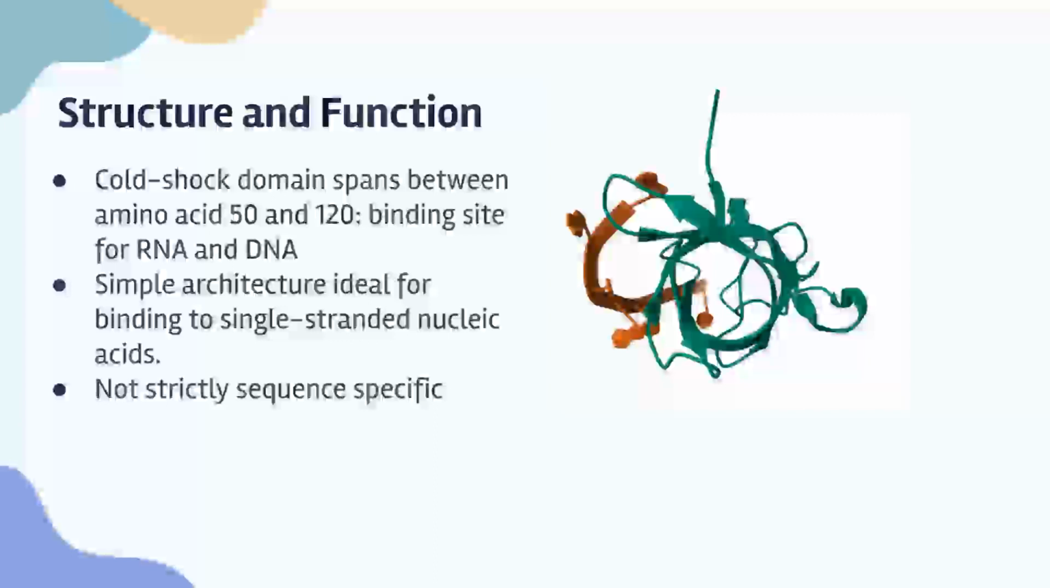So the structure and function are pretty closely related because the cold shock domain spans between amino acid 50 and 120, and this is the binding site for RNA and DNA. And this domain is included in the green chain, or the chain that I'm pointing to right here.